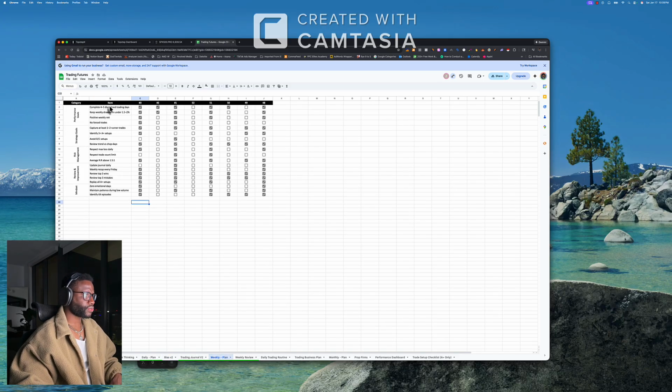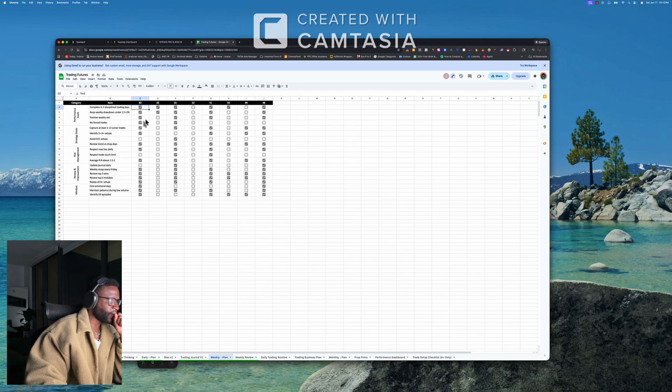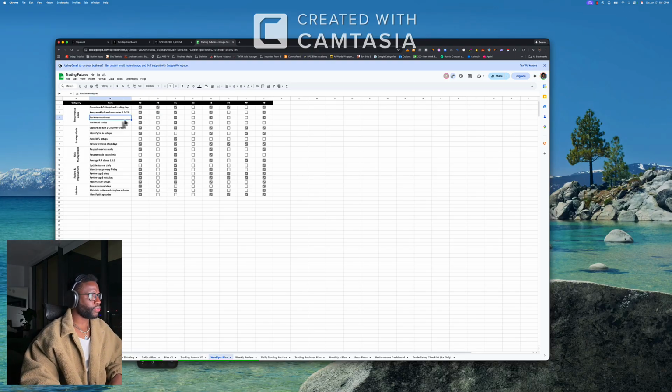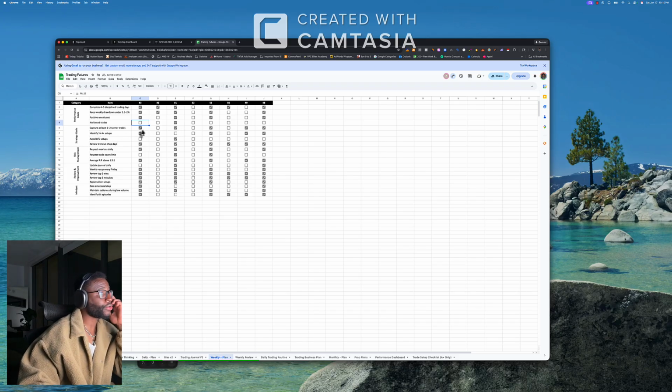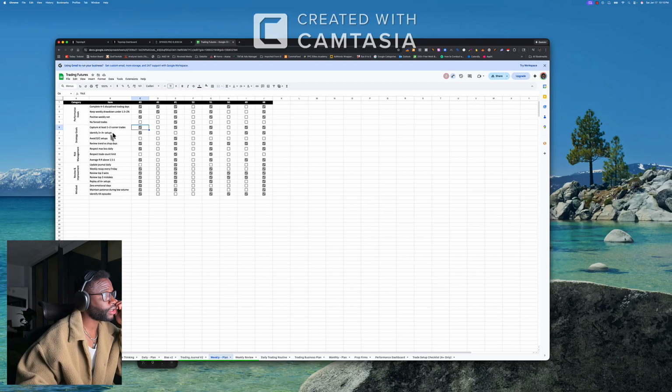Weekly plan: complete 4 disciplined trading days. Yep, it was perfect. Positive weekly net: yep, 100%. No forced trades: I don't know about that one. Capture 1 or 2 runners: yes, that day, Thursday and Friday for sure, I kept a few runners running. Identify 3 A+ setups: had a few of those for the week. Review trends: yeah, I did that.